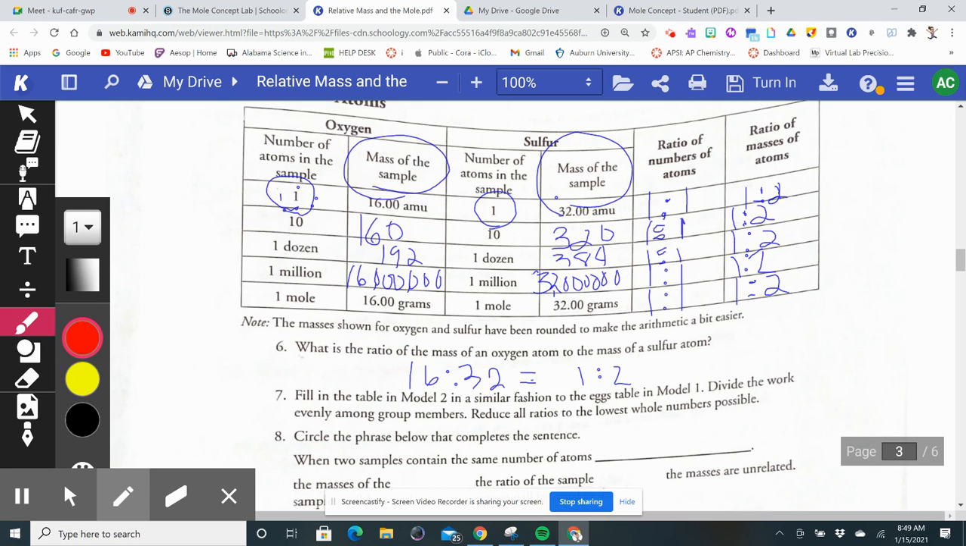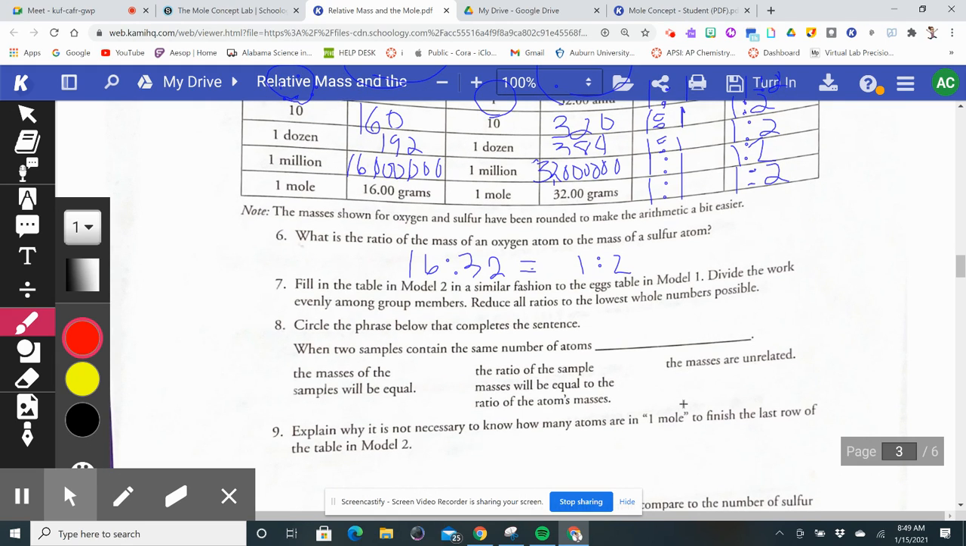Circle the phrase below that completes the sentence. When 2 samples contain the same number of atoms, what? The masses of the samples will be equal. The ratio of the sample masses will be equal to the ratio of the atomic masses. The masses are unrelated. So which one of those sentences fits? If 2 samples contain the same number of atoms, not mass, pay attention to my words, what can you say about their masses? That their masses are equal? That the ratio of their masses equals the ratio of the atoms' masses? Or their masses are unrelated? The middle one is correct.